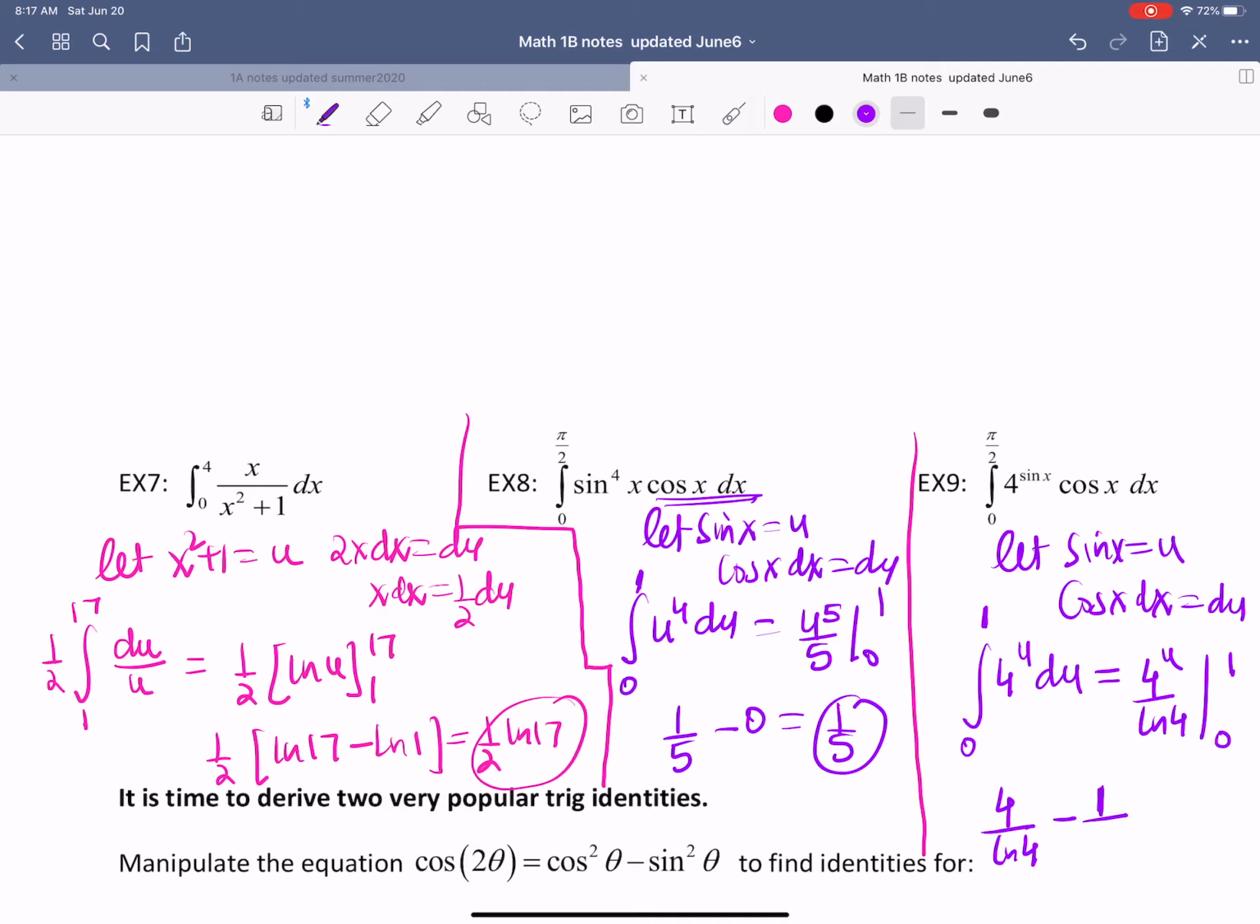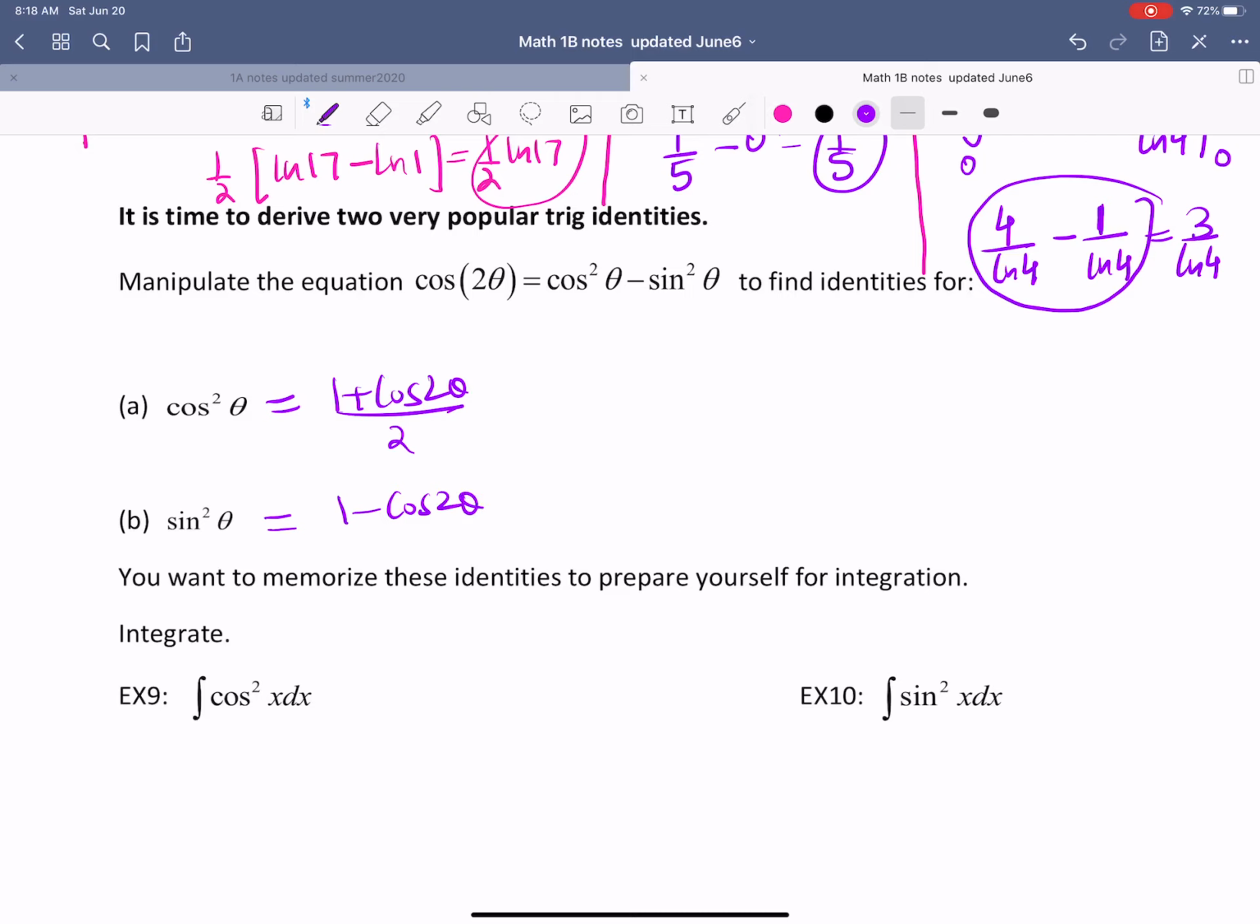All right. Next, we need to manipulate the equation. Cos squared theta is 1 plus cosine 2 theta divided by 2. And sine squared theta is 1 minus cosine 2 theta divided by 2. Recall this. This can be all derived using the double angle formulas. Go ahead and give it a try to derive and also memorize these two.